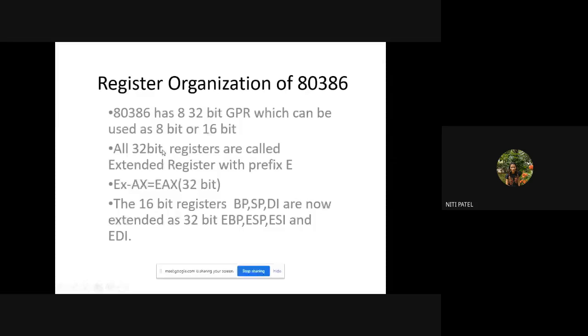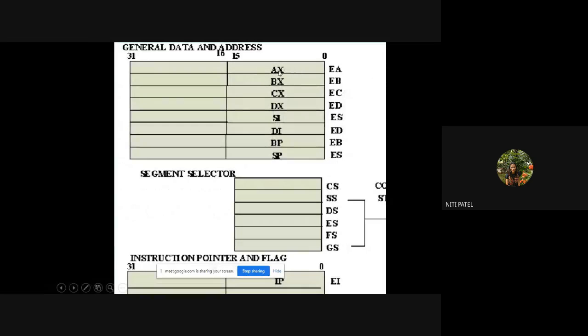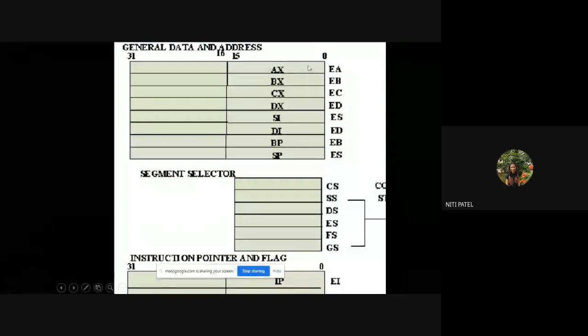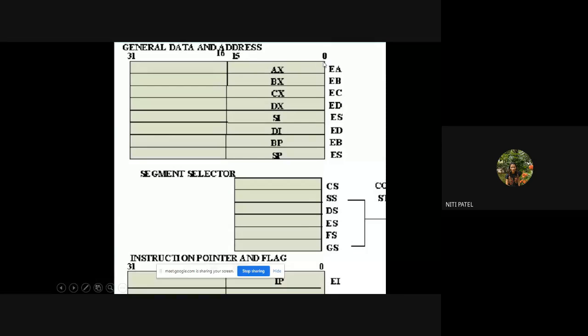Now, why are they called extended registers? Look into this diagram. AX, BX, CX, and DX were there in 8086. All these 4 were of how many bits? 16 bits. But now your 80386 is of how many bits? From 0 to 31, which is 32. So your AX is now converted into EAX: extended accumulator, extended base register, extended count register, and extended data register. That E indicates extended, which means instead of 16, it is now extended to 32.